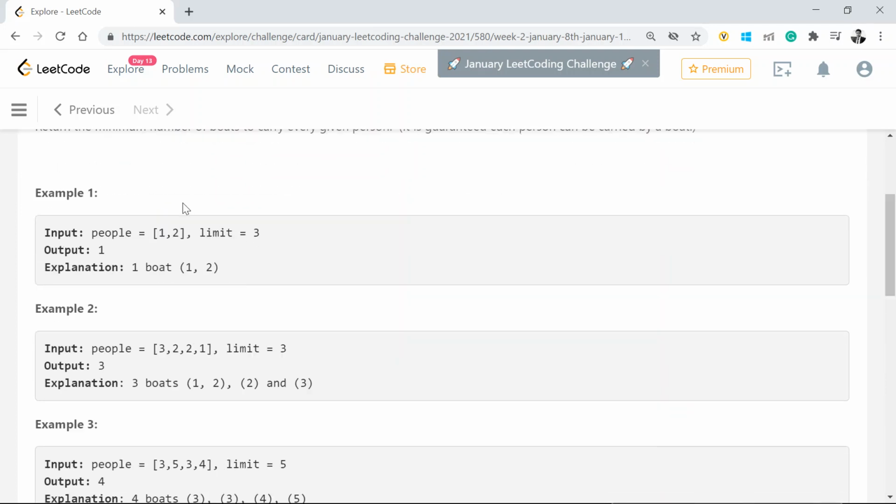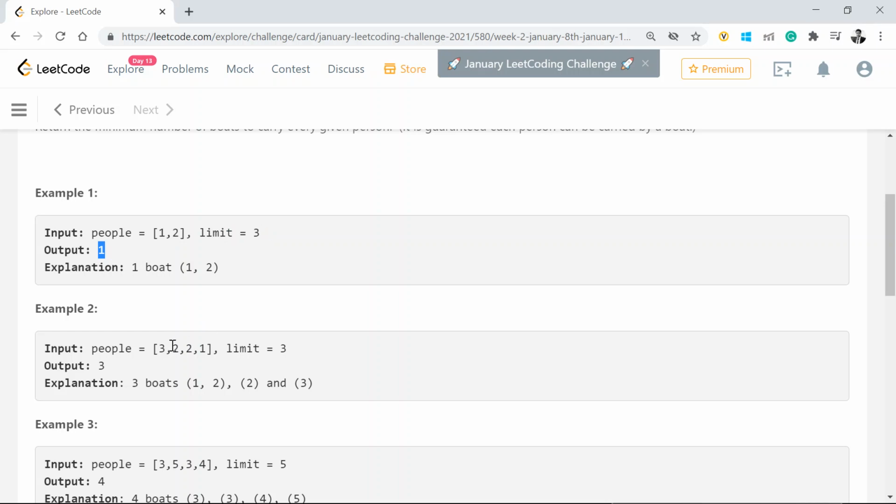So let's look at an example. I have people [1, 2]. The position in people corresponds to the weight of that particular person. So I have two people because the length is two, and the first person has a weight of one, the second person has a weight of two. If I sum that, it is two, which is equal to the limit, so this is considering less than or equal to the limit. I need only one boat to cross the river.